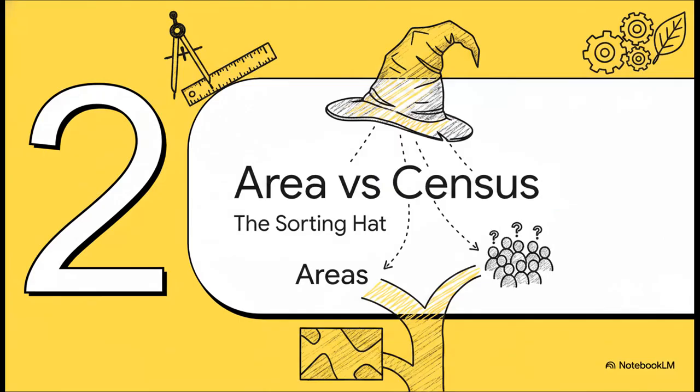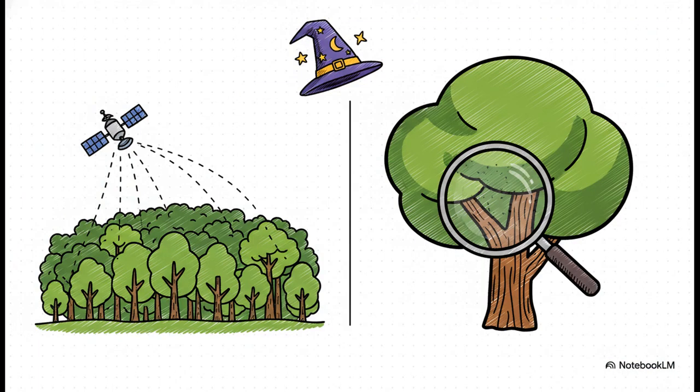Moving right along to part 2, area versus census approaches. Think of this as the methodology's sorting hat. It really is the fundamental fork in the road for any new project. These two paths are mutually exclusive, and they're defined entirely by the scale and the expected impact of your intervention.